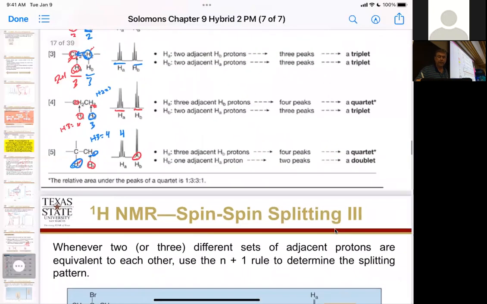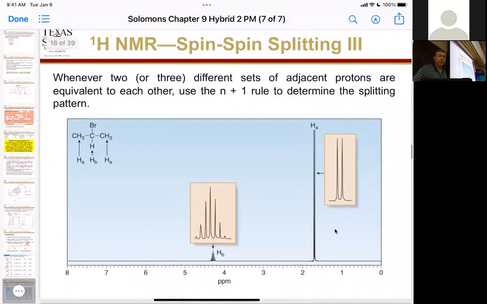Okay. So let's talk about spin-spin splitting. So in this case here, what we need to do is look at our equivalencies. So we look at our number of peaks first, and then our splitting second. So in this case here, we have 1 type of hydrogen here and 1 type of hydrogen here. But look, they're the same because these CH3s have the exact same environments as these CH3s. They're both bonded to carbon, and that carbon's bonded to a hydrogen and a bromine. So that means these 6 hydrogens are equivalent.